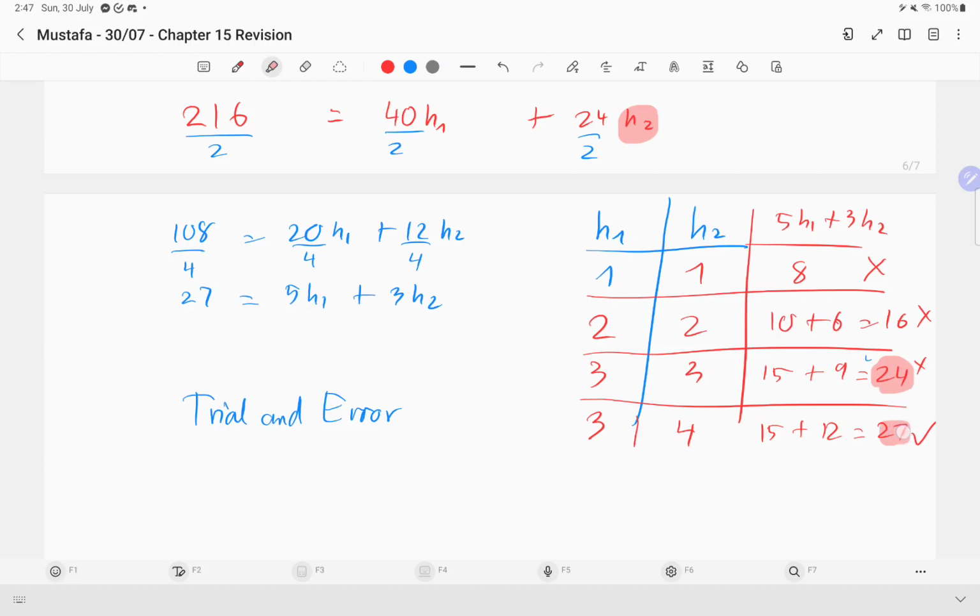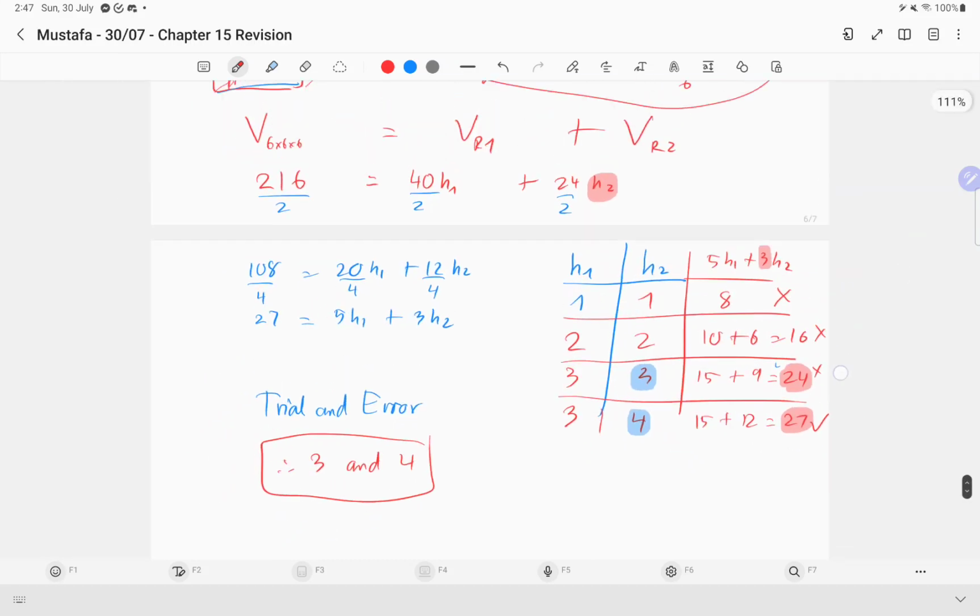From 24 to 27, you need how many more? 3 more. And it's 3 times H2. So if you increase H2 by 1, the sum will increase by 3. Does that make sense? That's why you increase the number 3 by 1 into 4. And so the final answer is the heights would be 3 and 4. So this is a technique to do trial and error.